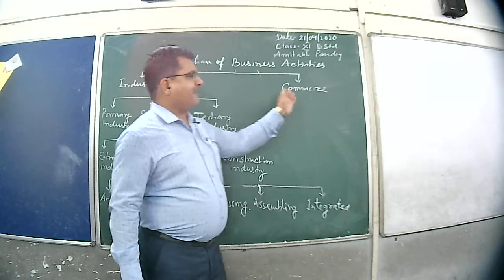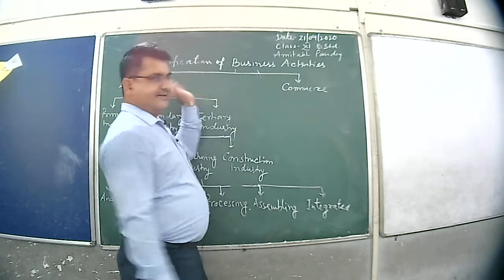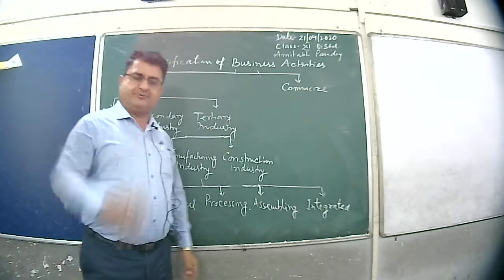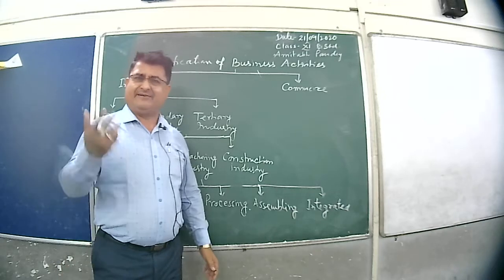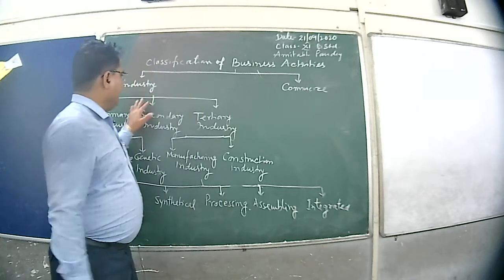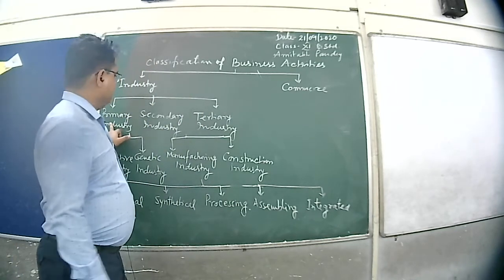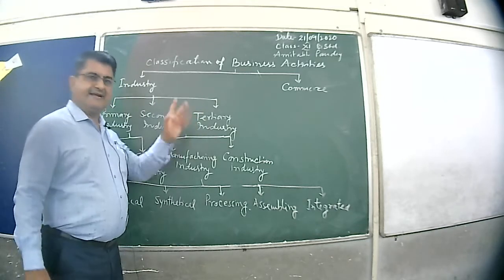Now, I would like to explain commerce later on, but first you should focus on industry. As I have explained just now, industry refers to the sum total of all those activities where form utility is created. So industry has three classifications: one is primary industry, second is secondary industry, and third is tertiary industry.